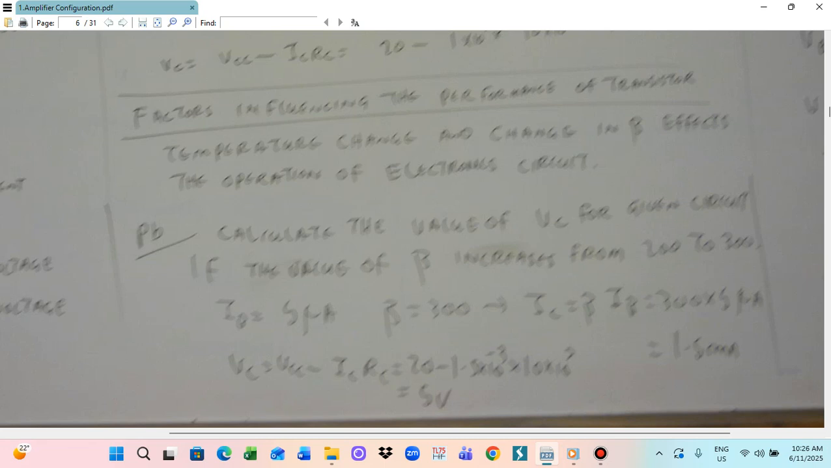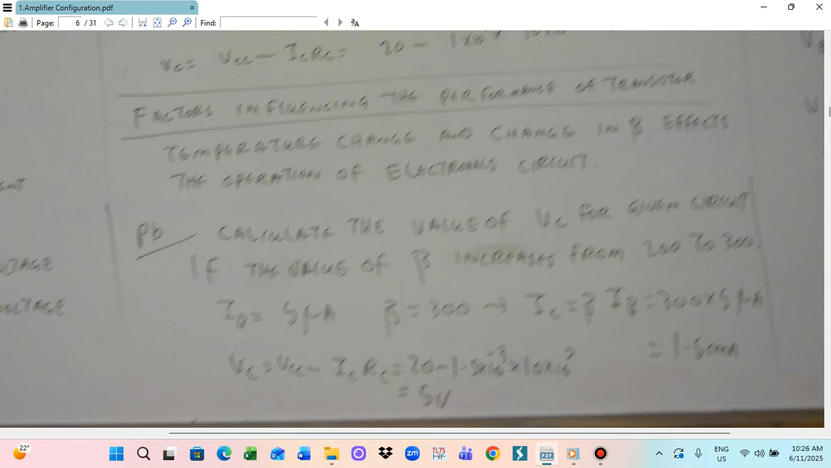In the previous example, we already know that IB is 5 microampere. At that time the beta value was 200. So IB is 5 microampere, and then IC will be 1 milliampere. This is based on beta 200. Now the beta increases from 200 to 300. So in the first calculation we utilized beta at 200. Now beta is changing from 200 to 300.